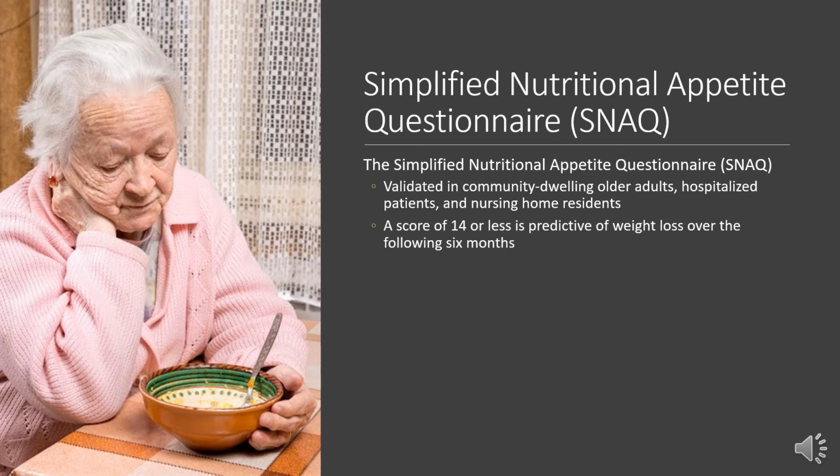The Simplified Nutritional Appetite Questionnaire, or SNAQ, has been validated in community-dwelling older adults, hospitalized patients, and nursing home residents. Unlike the previous two measures where higher scores indicated the presence of either frailty or sarcopenia, a lower score, specifically a score of 14 or less on the SNAQ, is predictive of weight loss over the following 6 months.